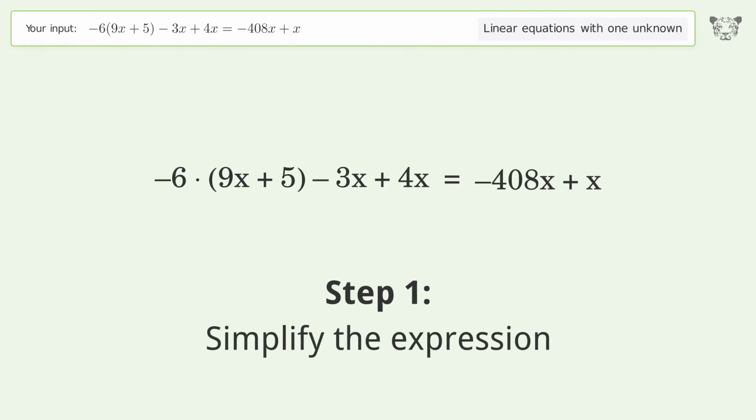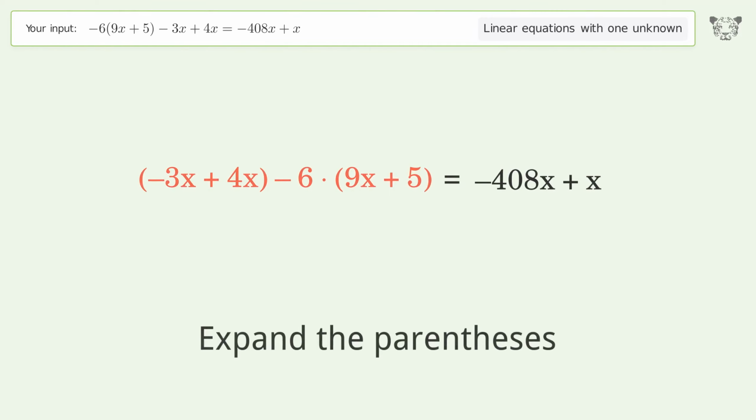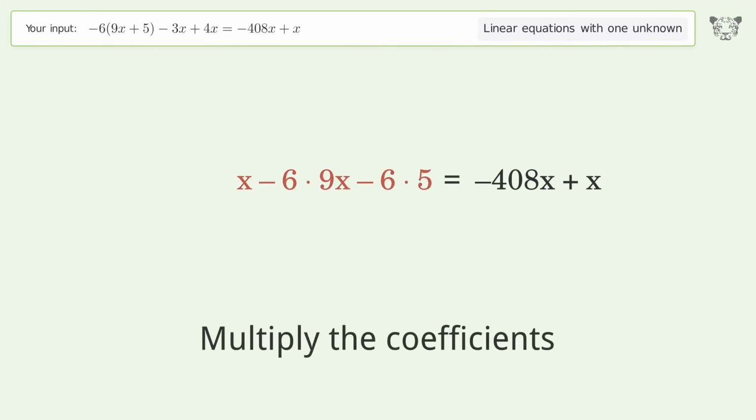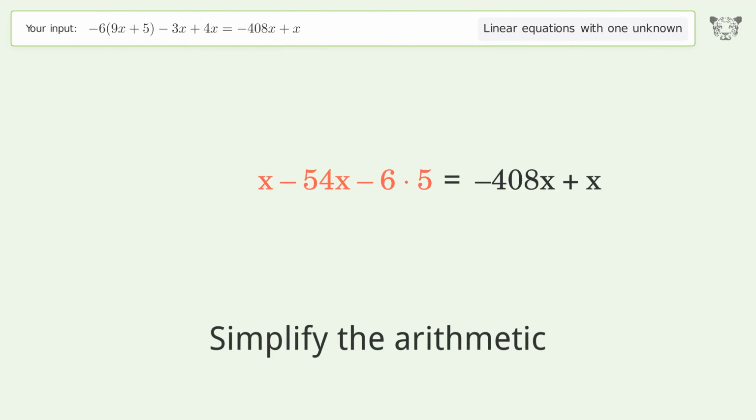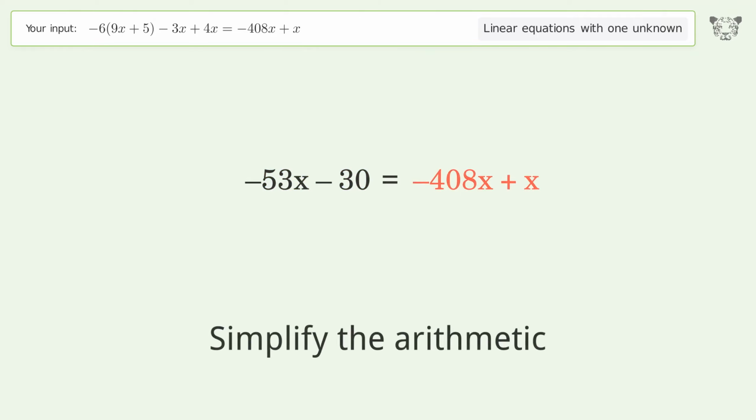Simplify the expression. Group like terms. Expand the parentheses. Multiply the coefficients. Simplify the arithmetic. Combine like terms. Simplify the arithmetic.